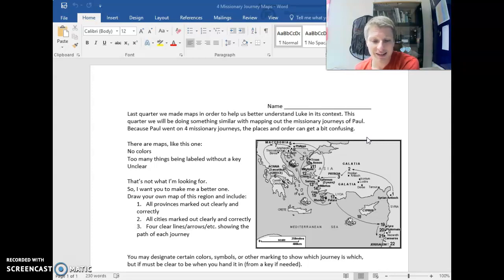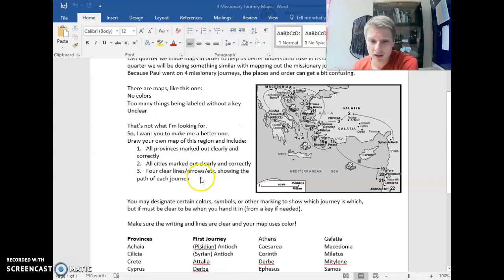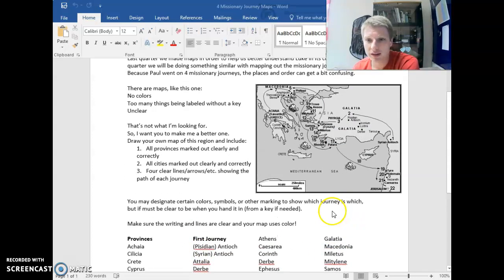There are many examples that you can find online. However, you are going to have to hand draw these. There's no printing or anything like that. You need to do it. You need to have all the cities labeled and marked correctly. Even though we have the Bible, use the Bible as your reference. It's all you need. There are certain specifications, and these are the first journey places. They are not in order. That's why you need to go to the Bible and see which one it is.